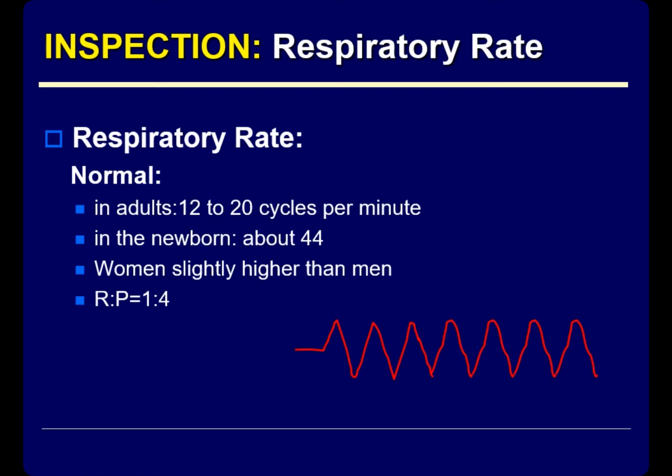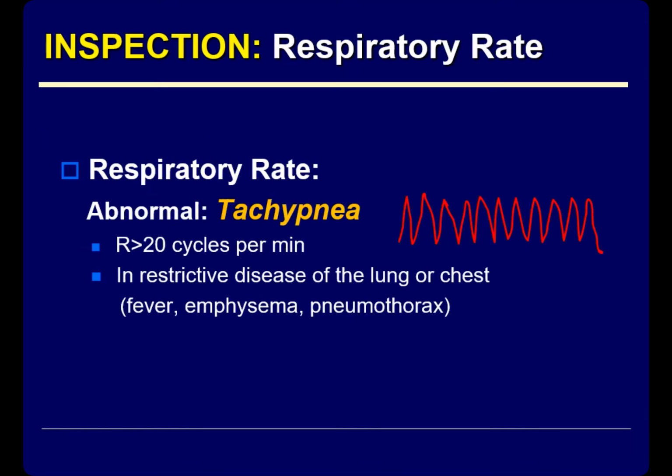The ratio of the respiratory rate to the pulse is normally 1 to 4. Tidal volumes range around 600 milliliters. Except for an occasional sigh, the normal ventilatory pattern is regular and effortless. In disease, this pattern may change. The respiratory rate may decrease in restrictive disease with emphysema and pneumothorax, and when the respiratory rate is more than 20 cycles per minute, it is called tachypnea.